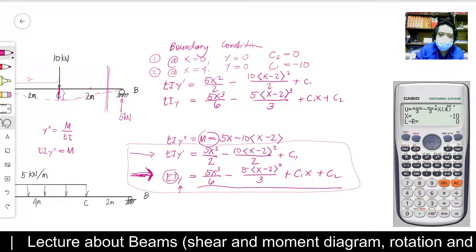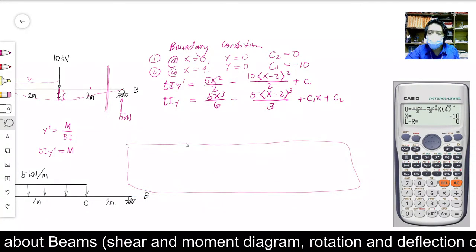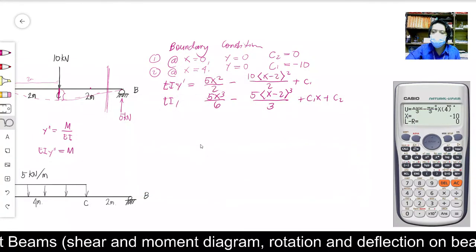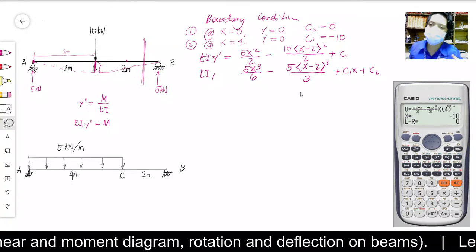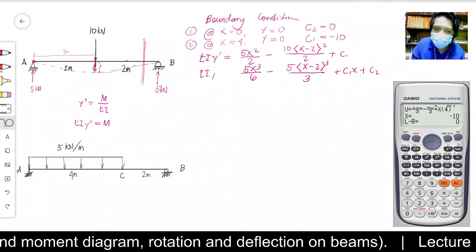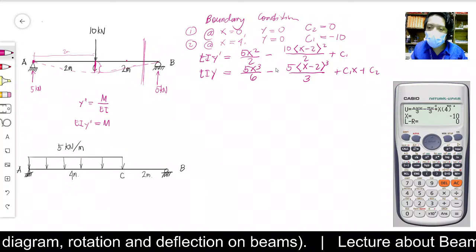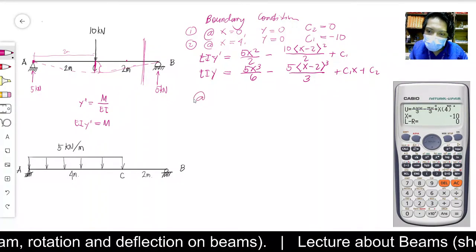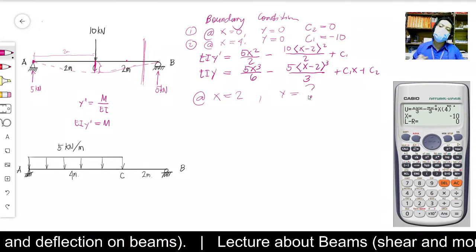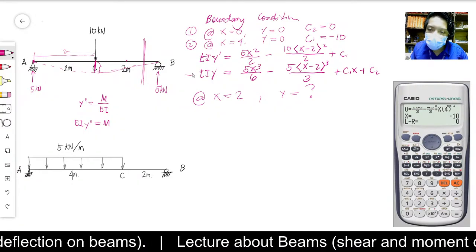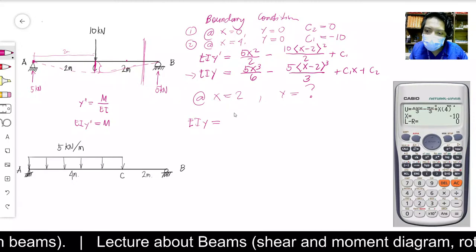Okay, and let me erase this. We already have the value of C1 and C2. What we are asked to find is the deflection at point C. So at x equal to 2, what we are asked for is the value of y. So how do we find the value of y? We use this equation. EI y is equal to 5x squared. The value of x is 2.